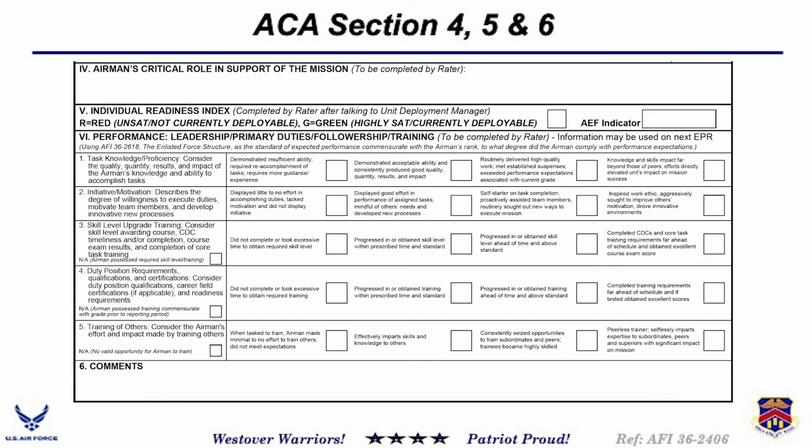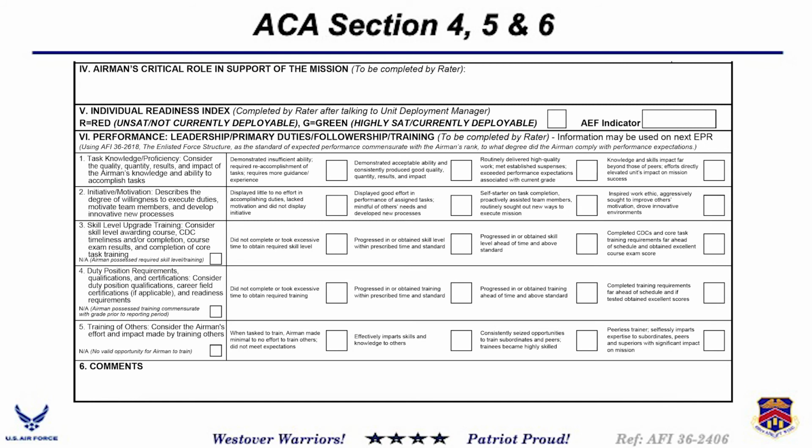Section 5 is the individual readiness index. This is going to be filled out either R for red or G for green, red being that they are currently non-deployable, G for green meaning that they are deployable. And you're going to need your AEF indicator as well. You can speak with your UDM to get your AEF indicator.